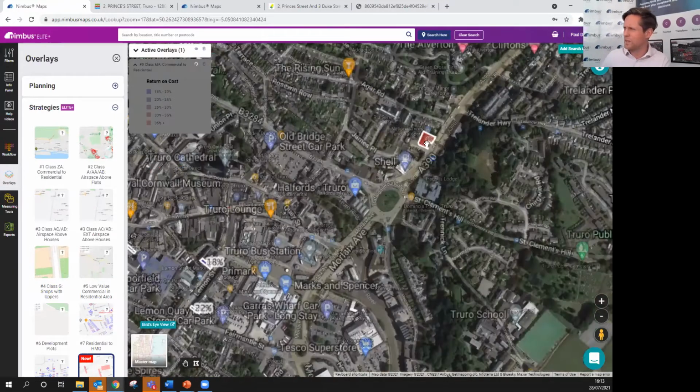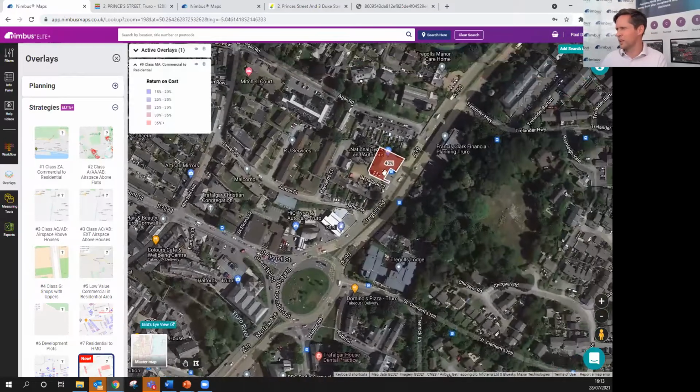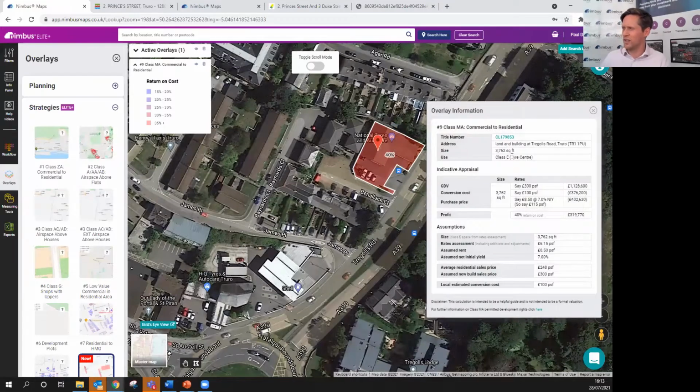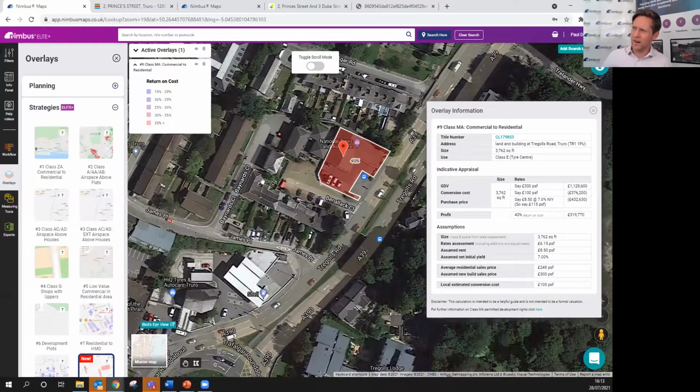So let's have a look at something like this down here. Perhaps looks interesting. So this is a little tyre garage, isn't it? Yeah, there's a tyre centre there, which is obviously entirely surrounded by residential. So this Class MA strategy looks at the residential feel to the property and only highlights if there is that residential feel to it.